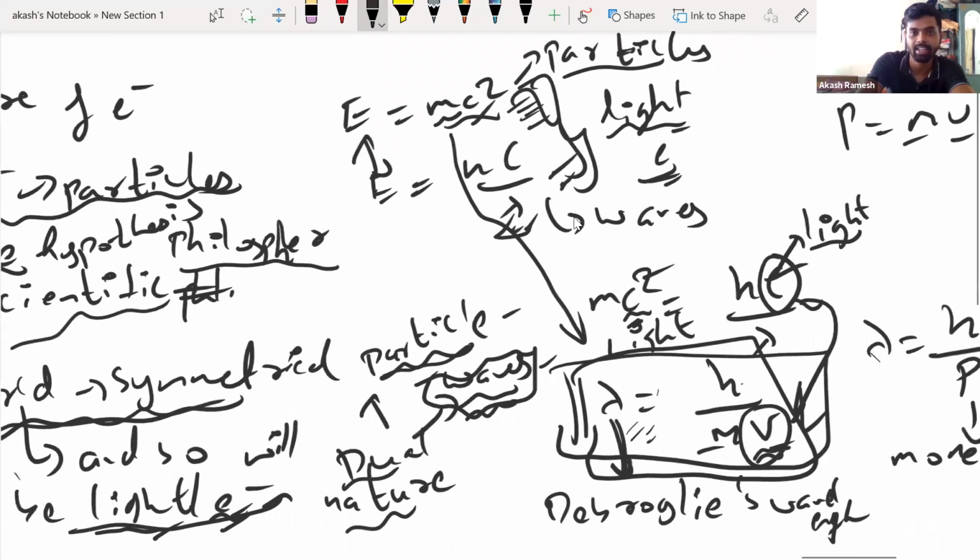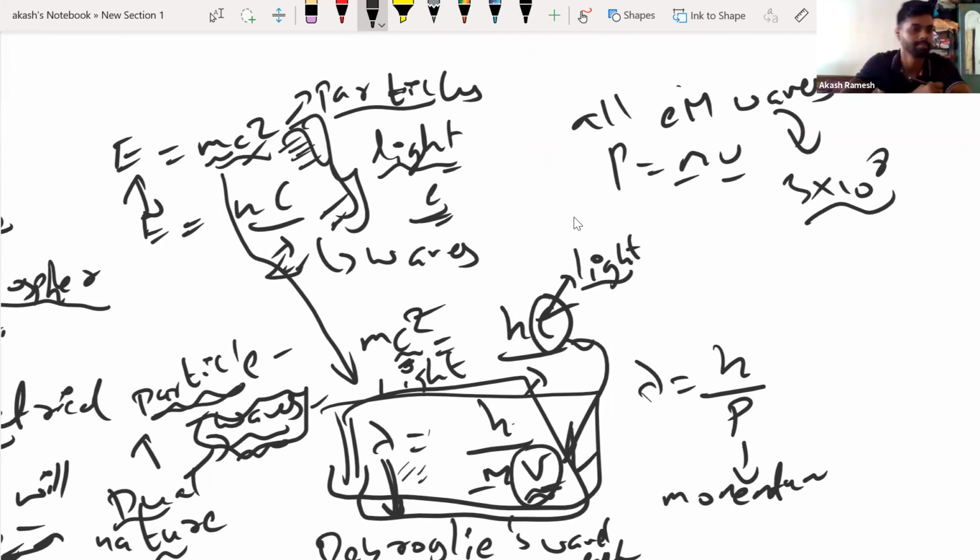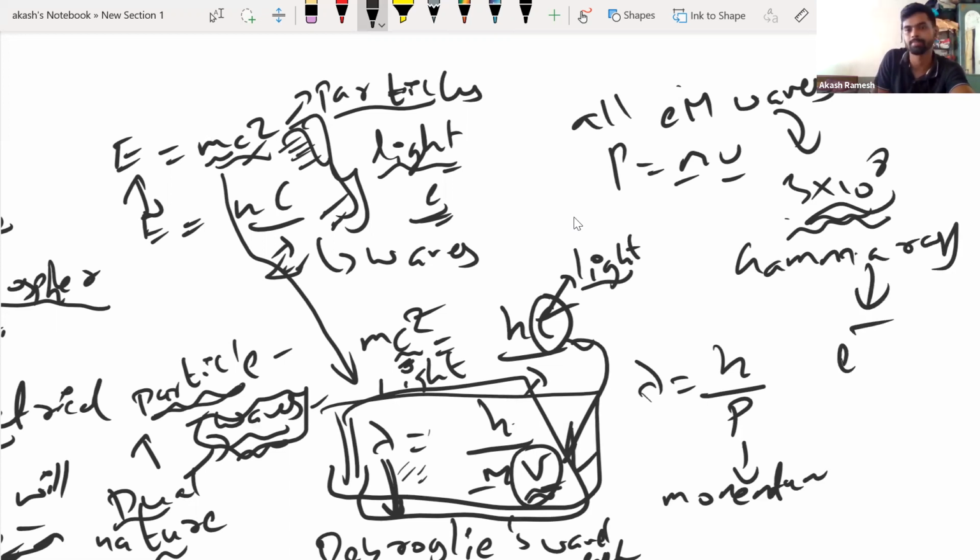But what you have to understand is that all electromagnetic radiation, all EM waves, generally move at the same speed, 3 into 10 to the power 8. Say gamma rays, X-rays, light, UV rays, everything. Not all the time, but most of the time, they move with this velocity only, 3 into 10 to the power 8. Gamma rays are nothing but electrons, so they also move at approximately the same speed, 3 into 10 to the power 8 meters per second.